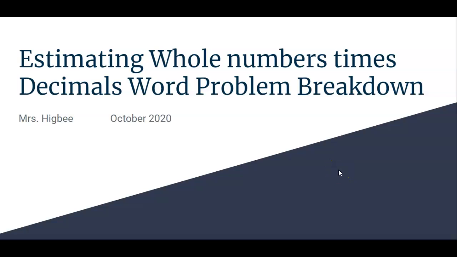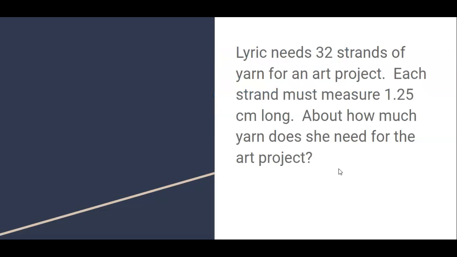So this video is going to take an estimating whole number times decimals word problem and break it down for you. So the problem we're going to be using today is this one. Lyric needs 32 strands of yarn for an art project. Each strand must measure 1 and 2500ths centimeters long. About how much yarn does she need for the art project?